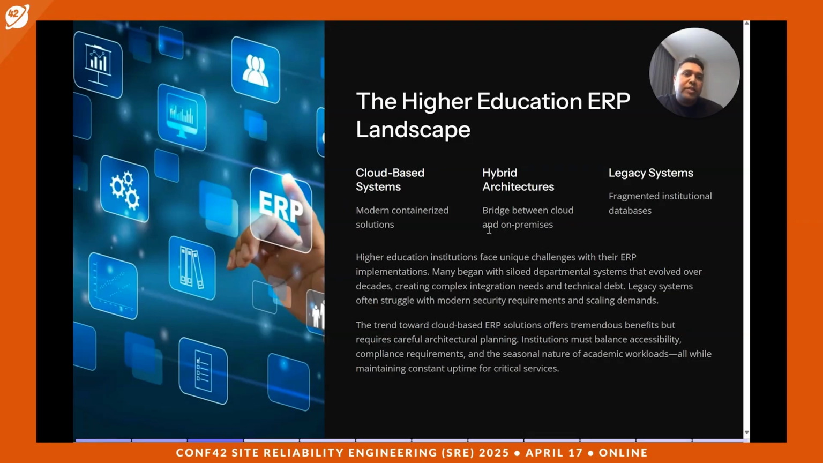So next we are talking about the higher education ERP landscape. Now, the higher education enterprise resource planning landscape can be distinguished into three major areas: cloud-based systems, which are the modern containerized solutions; then a hybrid architecture, which bridges between cloud and on-premises; and then the legacy systems, which are the fragmented institutional databases that we have seen over the years. And we have seen different challenges with the legacy systems, which are fragmented in different campuses and don't share data with the other campuses.